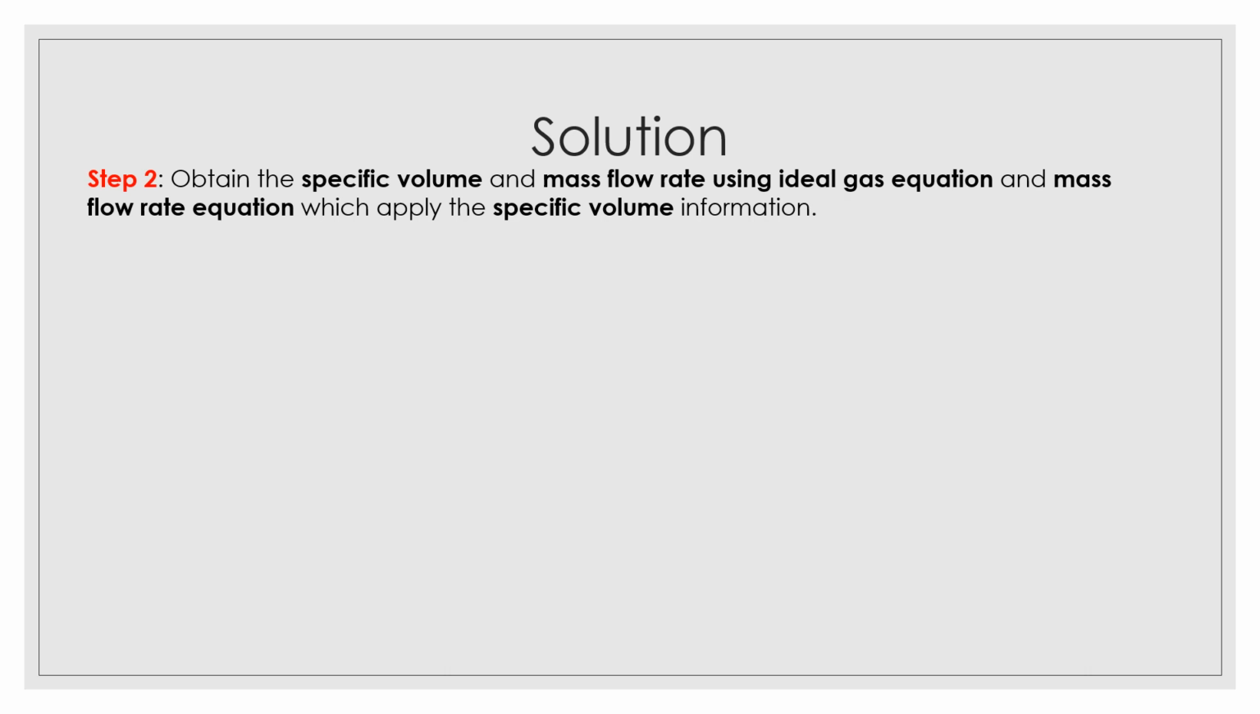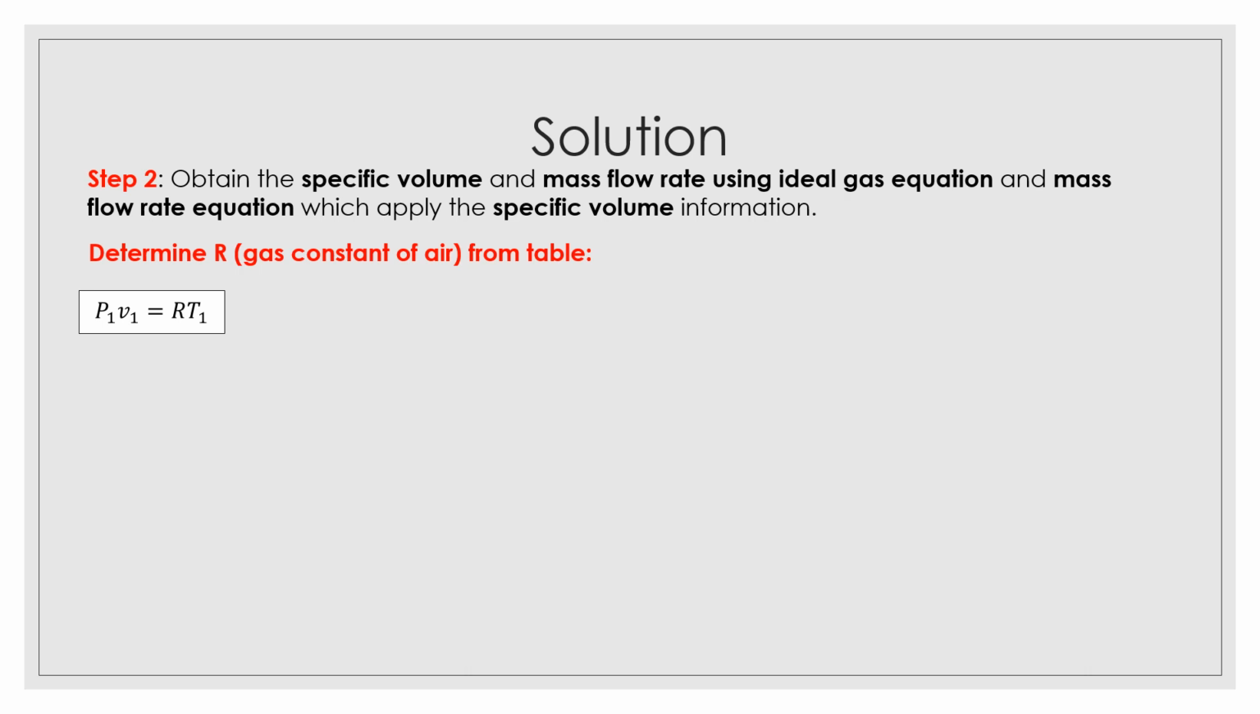Step 2, obtain the specific volume and mass flow rate using the ideal gas equation and mass flow rate equation, which applies the specific volume information. We need to determine R, or gas constant of air, from the table. We will show later.